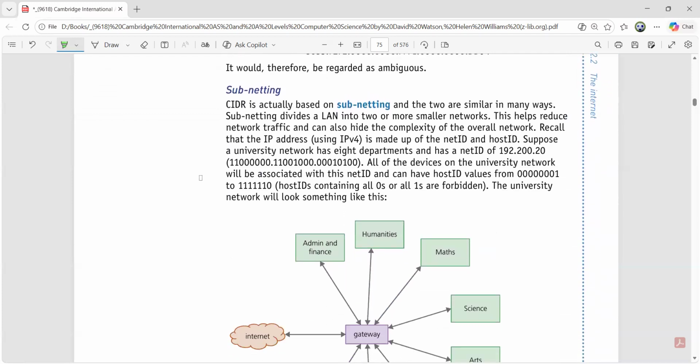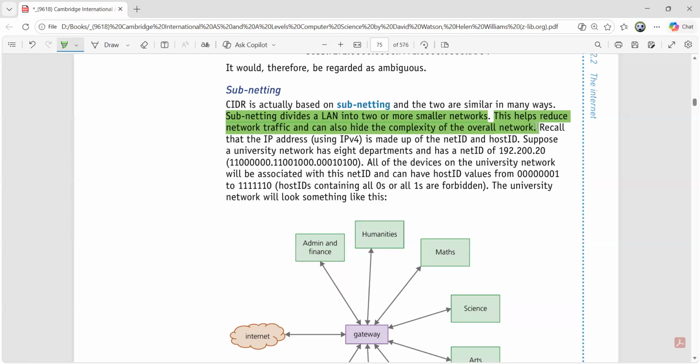Now, CIDR is actually based on subnetting, and the two are similar in many ways. Subnetting divides a LAN into two or more smaller networks. So what is the advantage? It is going to make your work more manageable because you are dividing your LAN into two or more smaller networks, and that is done for a reason. This helps reduce the network traffic and can also hide the complexity of the overall network. This is why we perform subnetting. Be very clear.